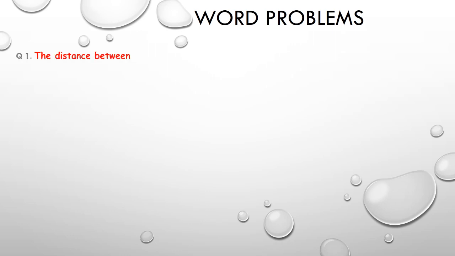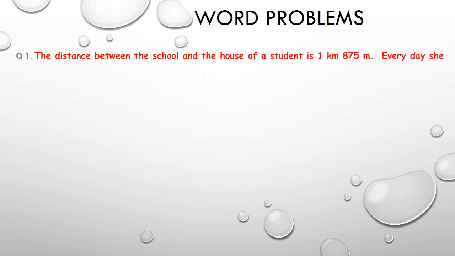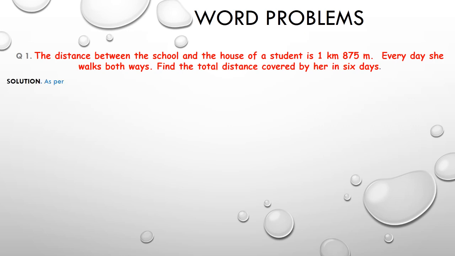The distance between the school and the house of a student is 1 kilometer 875 meter. Every day she walks both ways. Find the total distance covered by her in 6 days. So for the solution, we can write as per the question what is given. This is the distance between school and house, which is 1 kilometer 875 meter.